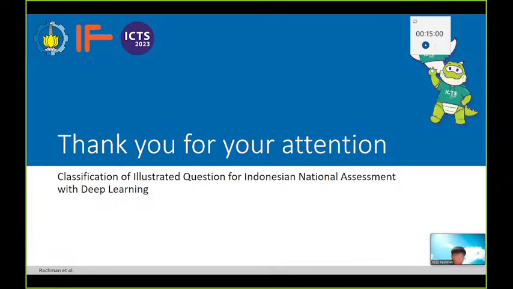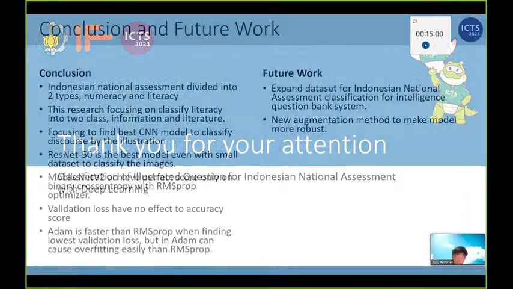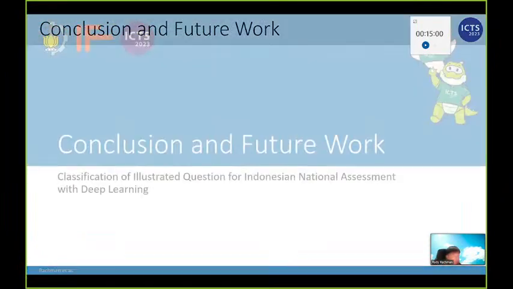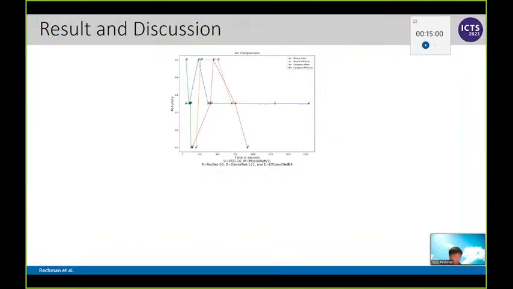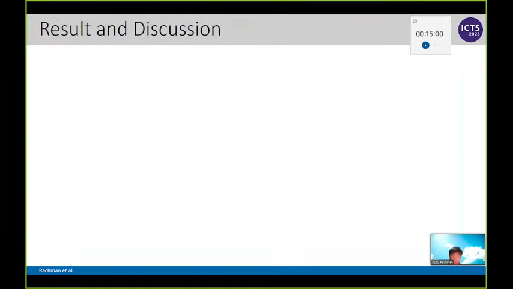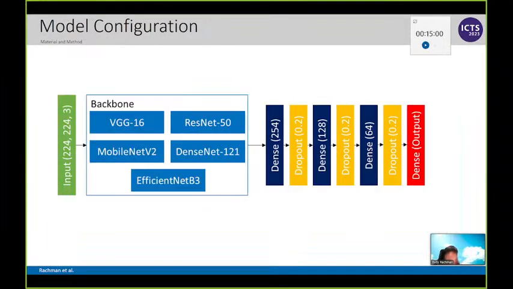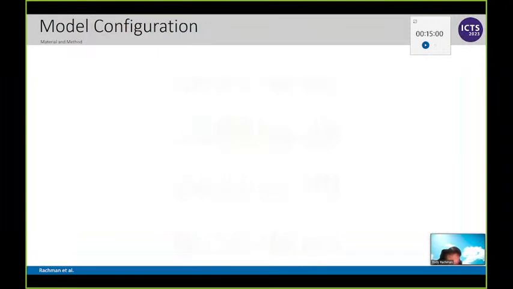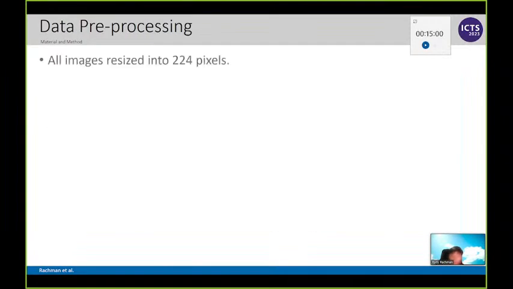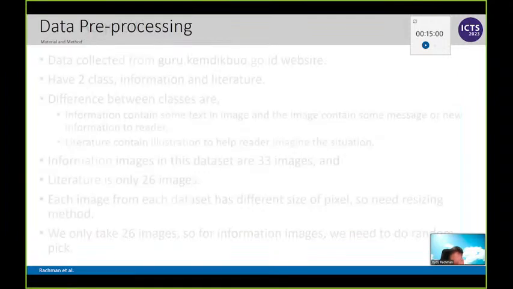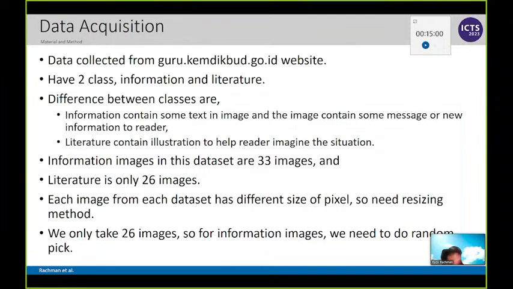Can you go to the slide presentation slide? Acquisition. We could only capture 33 images for information and 26 for literature because on Guru Kemdikbud, it only has that many images. So that's why I used many augmentation methods to increase the variation of the data.